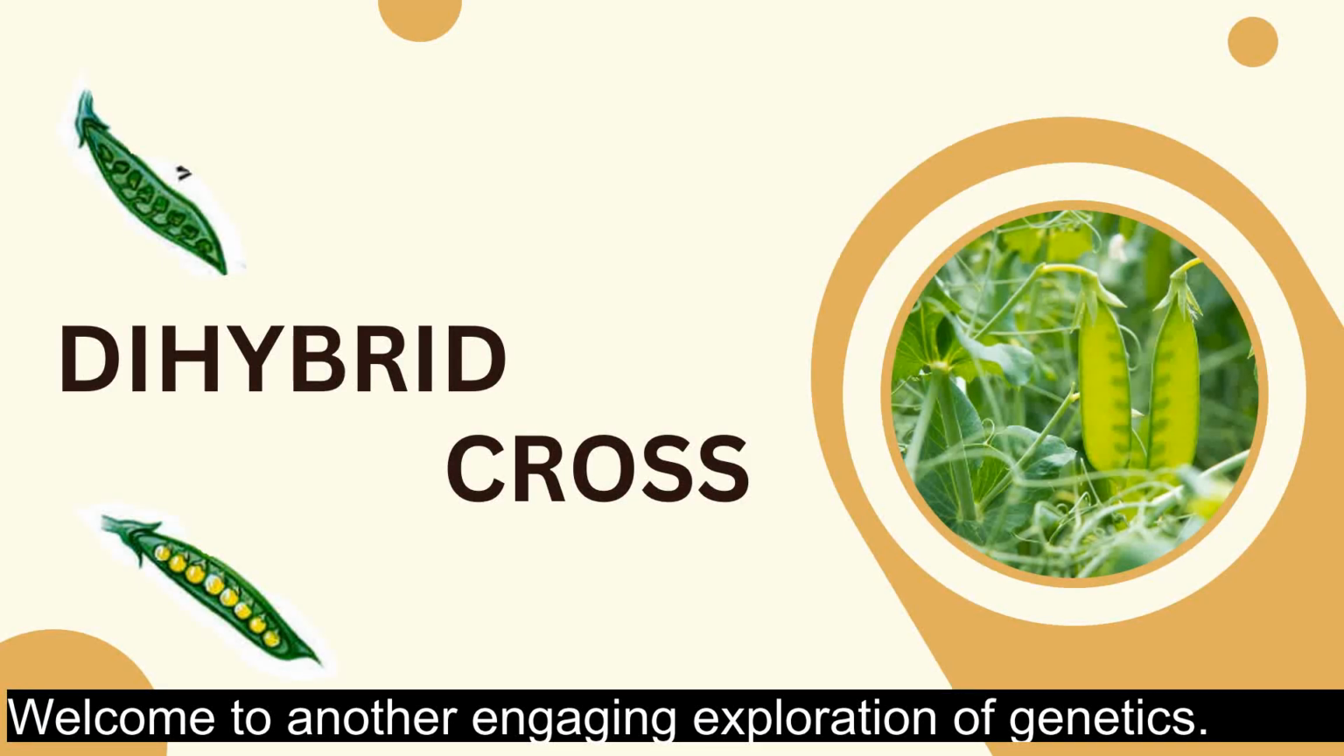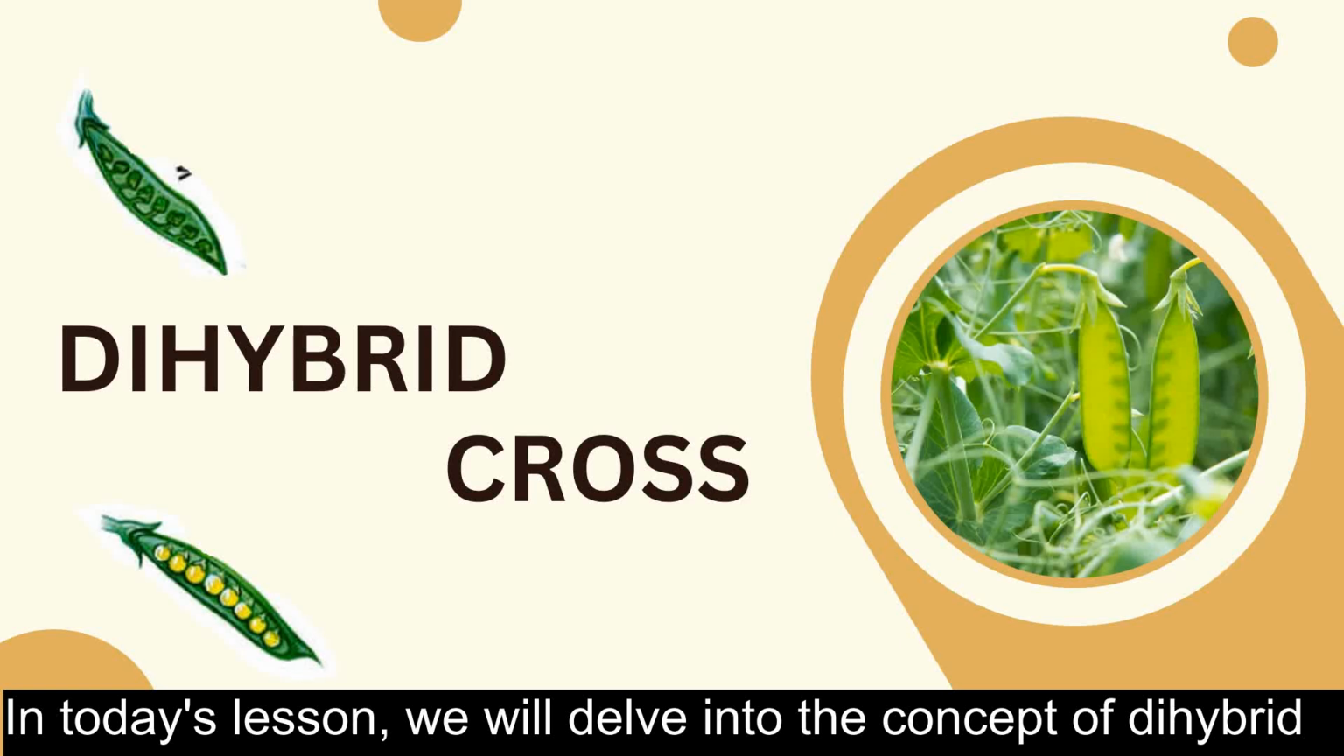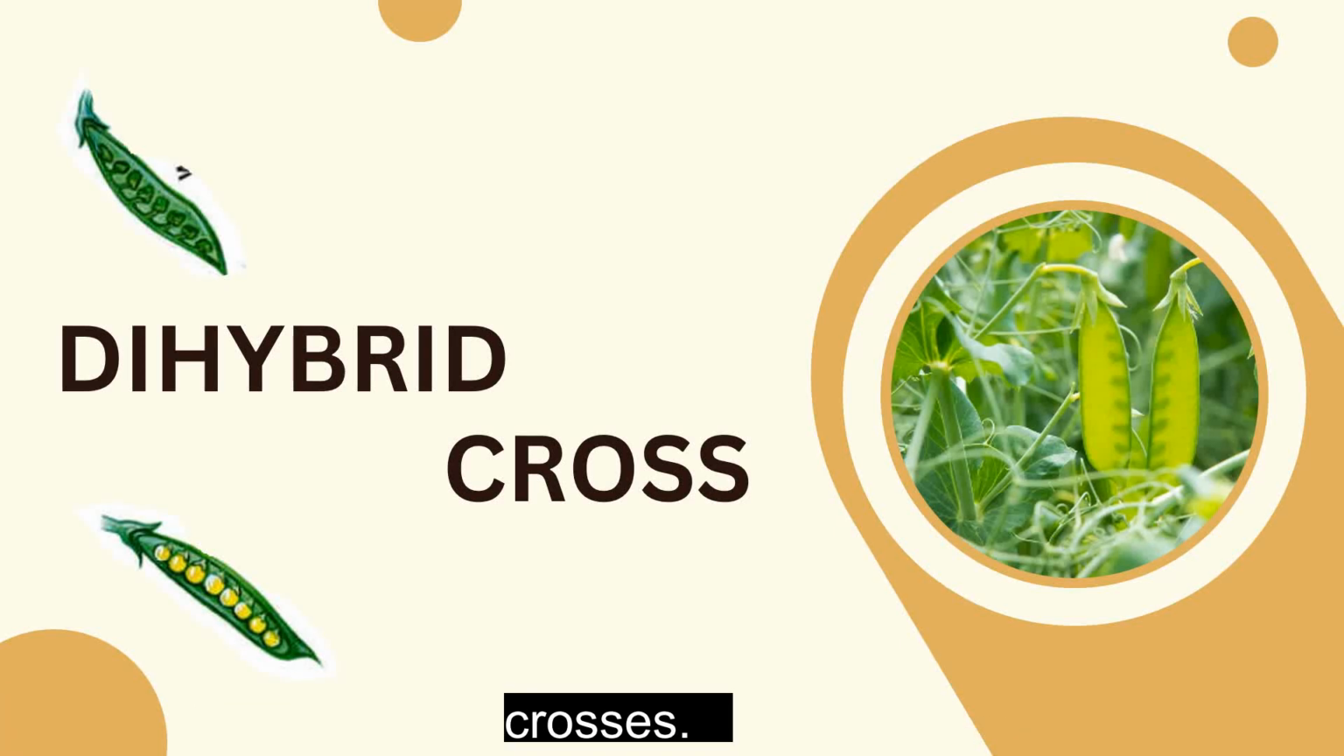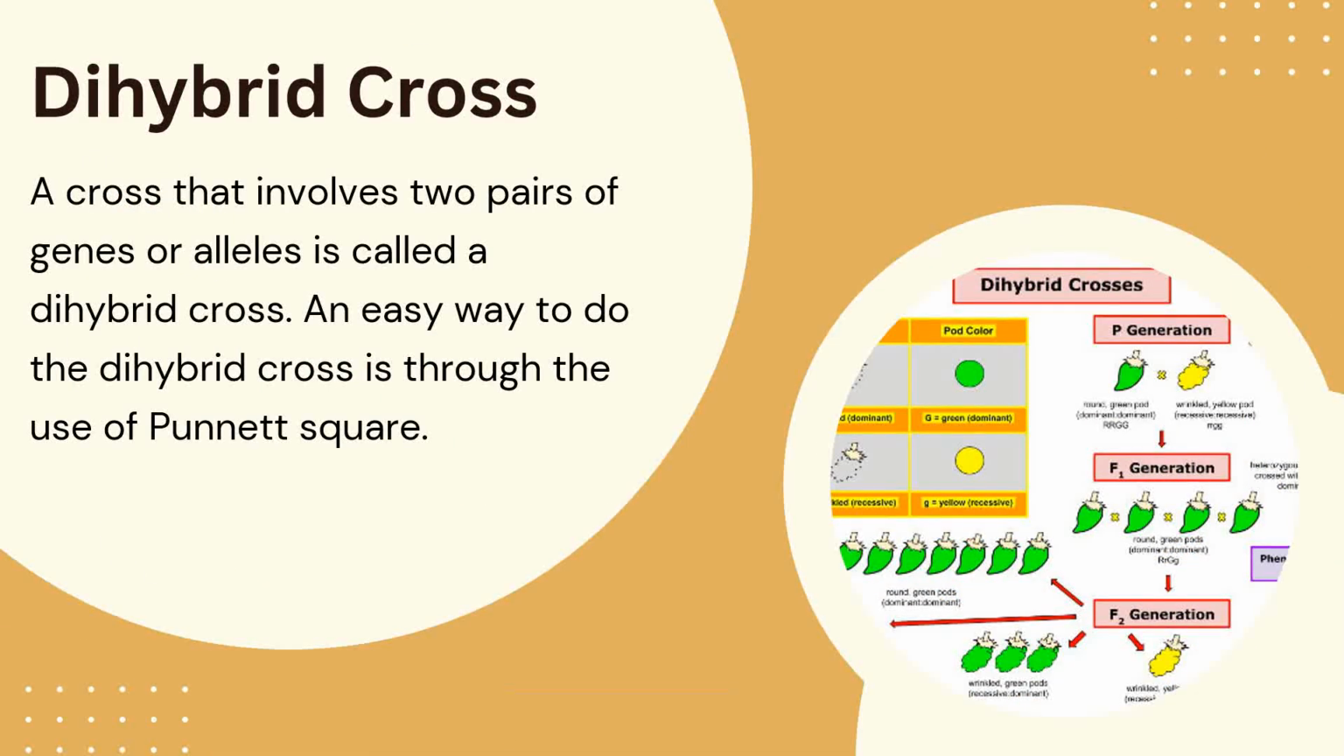Welcome to another engaging exploration of genetics. In today's lesson, we will delve into the concept of dihybrid crosses. A cross that involves two pairs of genes or alleles is called a dihybrid cross. An easy way to do the dihybrid cross is through the use of a Punnett square.